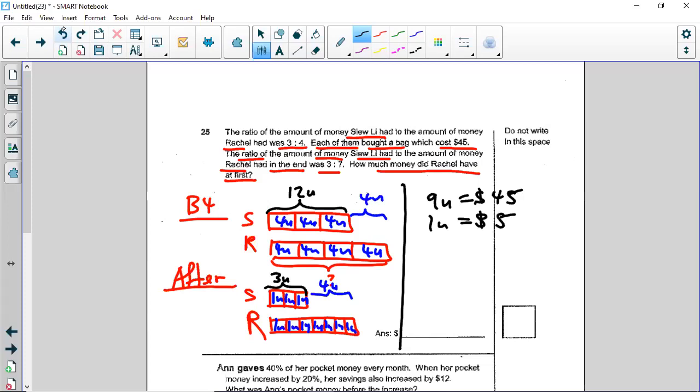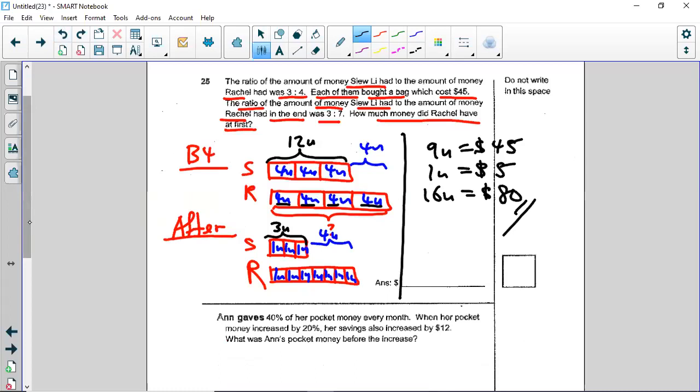So how much did Rachel have at first? That will be 4, 8, 12, 16. 16 units. So 16 times $5. So Rachel must have $80 at first. Yep. Okay, now let's go to question 26.